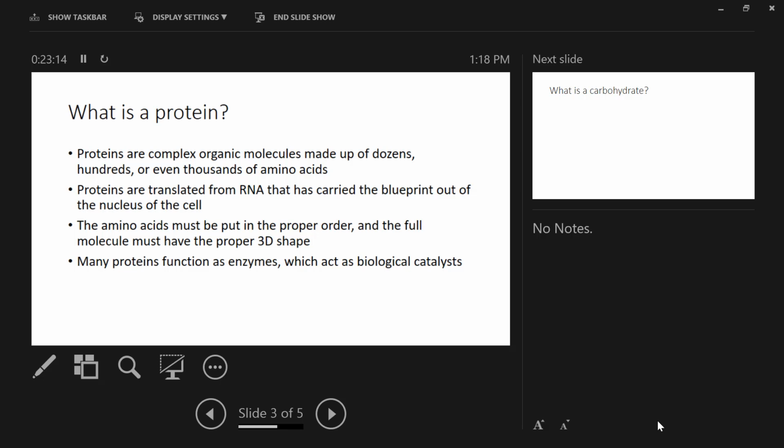And those proteins are made from nucleic acids. Nucleic acids are involved in the process of making proteins. Make sense? So what is a protein?